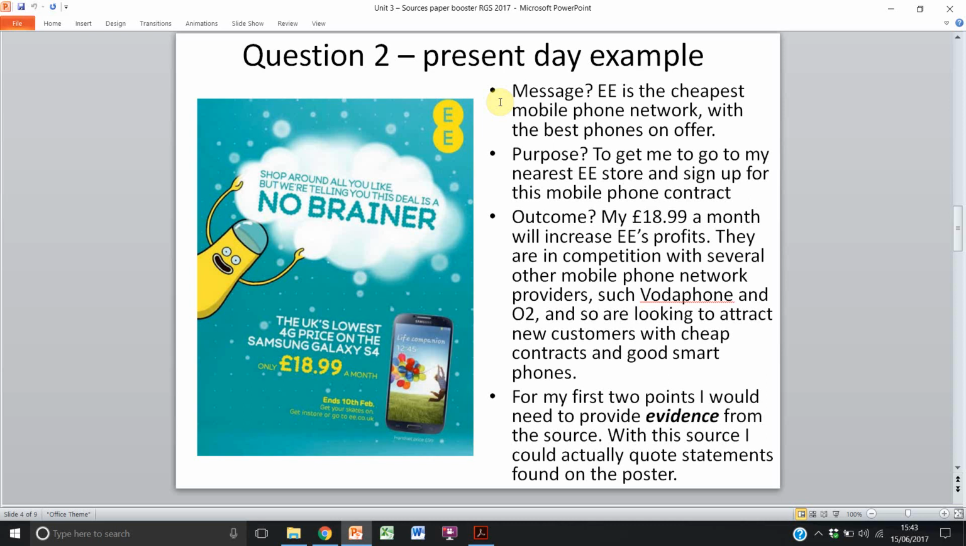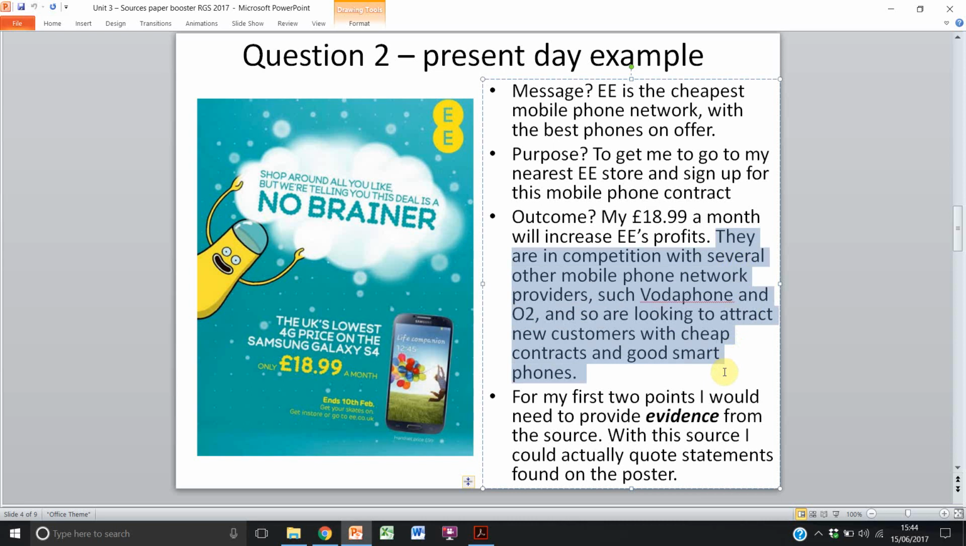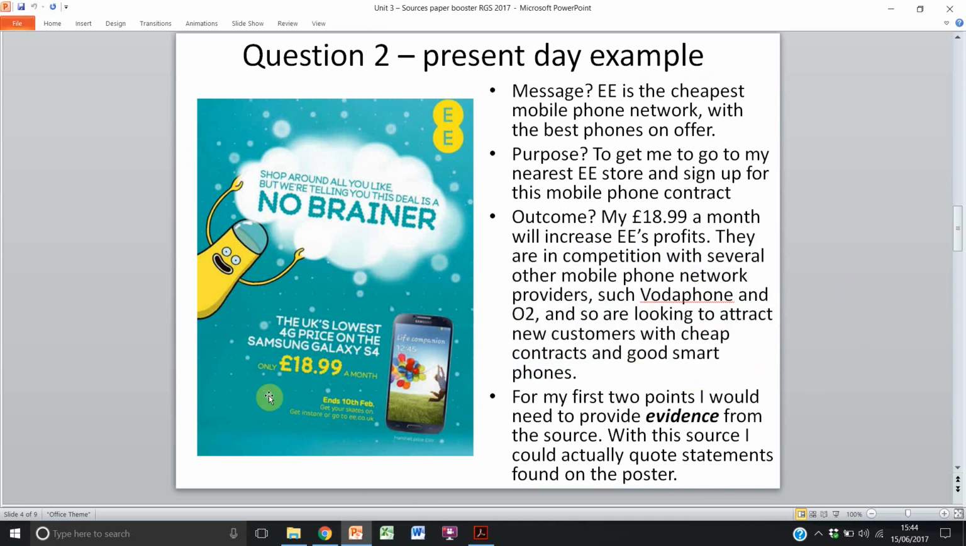What's the outcome going to be? Once I've gone and done that, what's going to happen next? Well, that £18.99 a month that I'm paying is going to increase EE's profits. And they are in competition with several other mobile phone providers such as Vodafone and O2, and so they're looking to attract new customers with cheap contracts and good smartphones. So here, I'm actually starting to include my own knowledge and I'm providing context. I'm explaining why EE have made that poster in the first place.